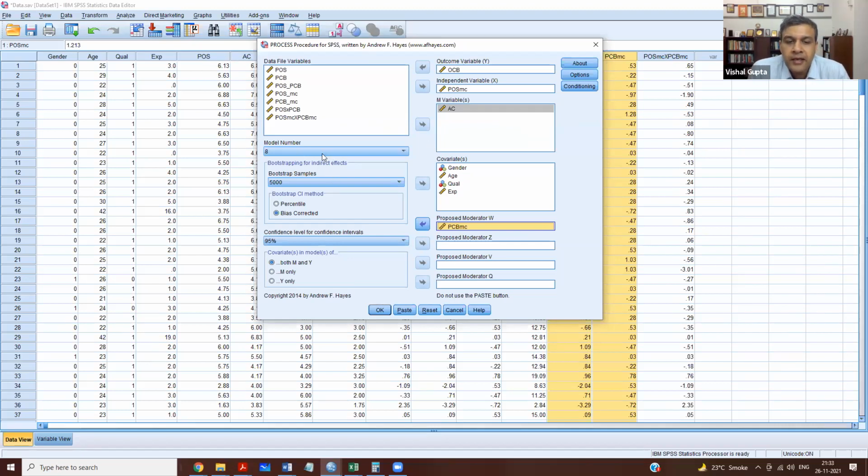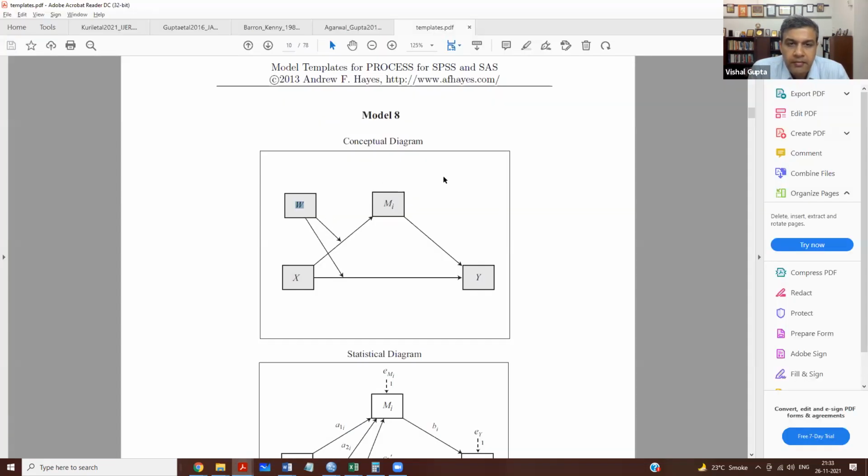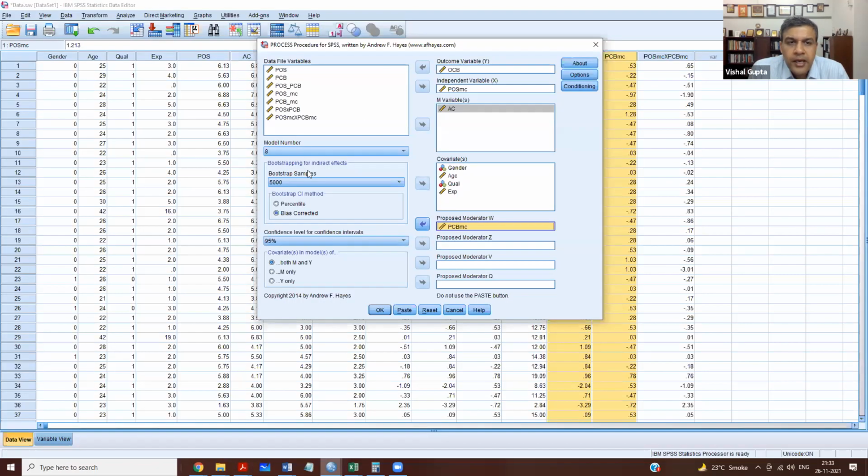So we had come to model number 8 because if you remember, we had said that this is the diagram, this is the template that matches what we are trying to do here. And so we go to model number 8. Our outcome variable is OCB. The mediator M is affective commitment. The independent variable is the mean-centered POS.